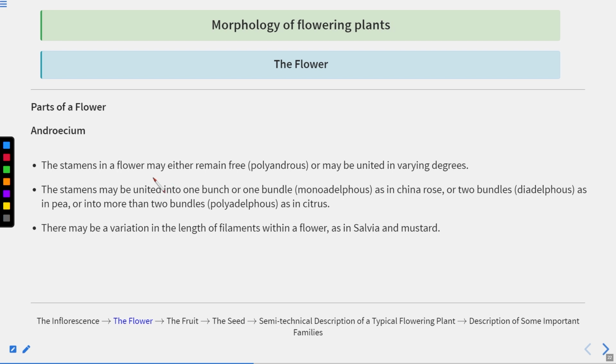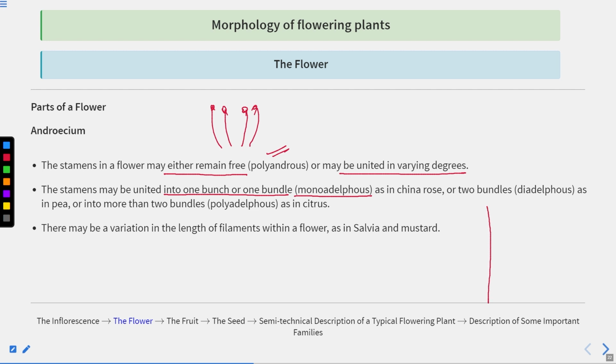The stamens in a flower may either remain free or may be united in varying degrees. When all these stamens are free and not joined together in any way, that is called the polyandrous condition. But sometimes the stamens are joined in a bunch or in a bundle. The stamens may be united into one bunch or one bundle. They are called monoadelphous.